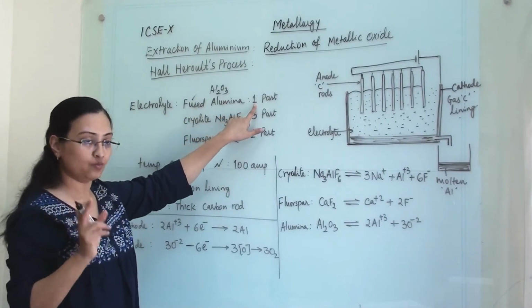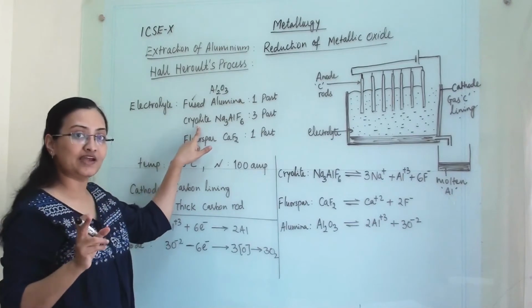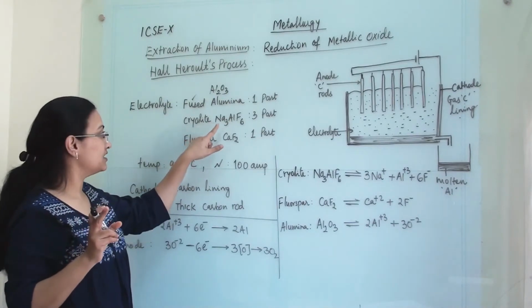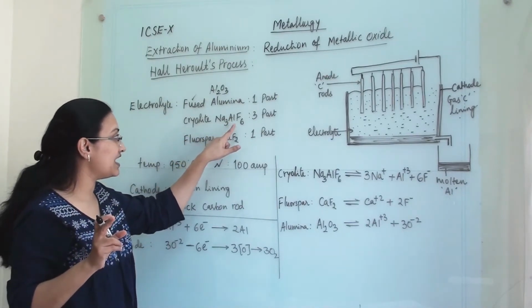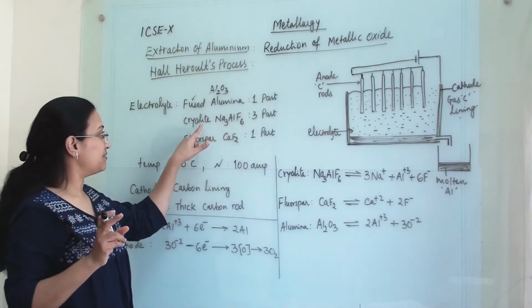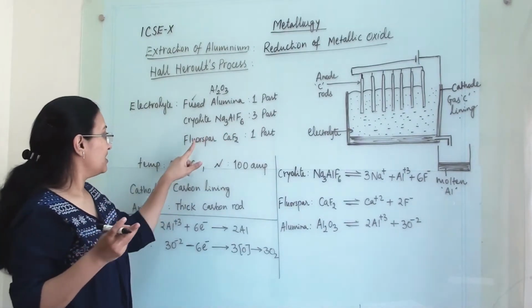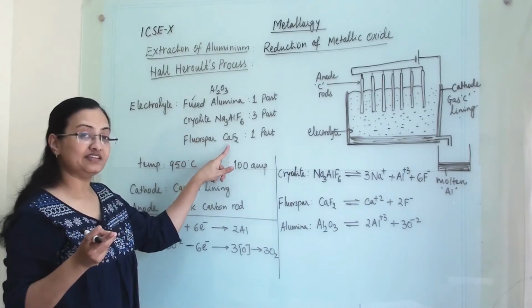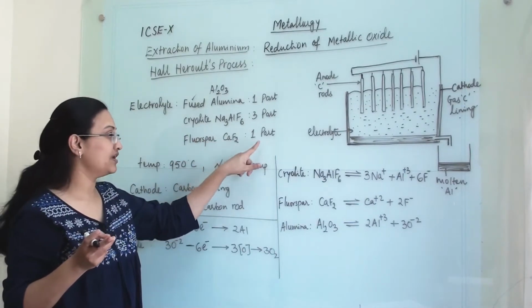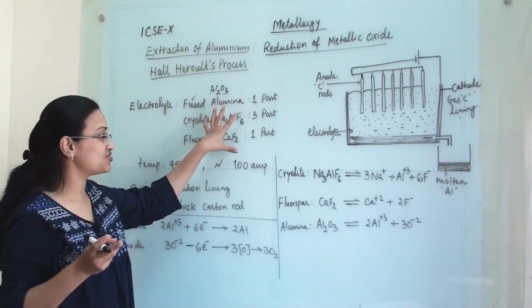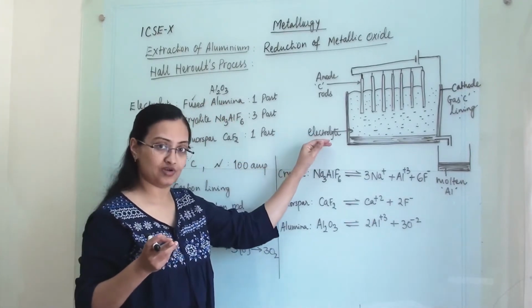That we are taking one part. Then cryolite we are taking. What is cryolite? Cryolite is Na3AlF6. This compound name is cryolite, and that we are taking in 3 parts. Then fluorspar also we are taking, that is CaF2, in 1 part. So all this mixture we are taking as the electrolyte.